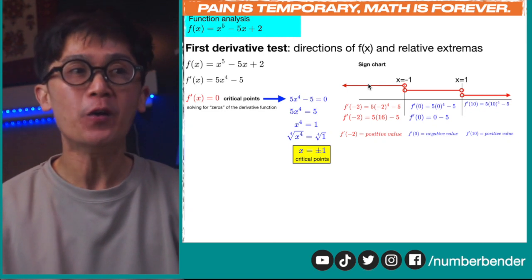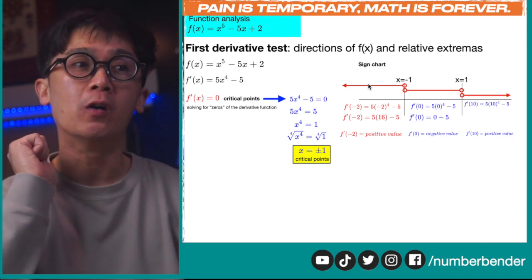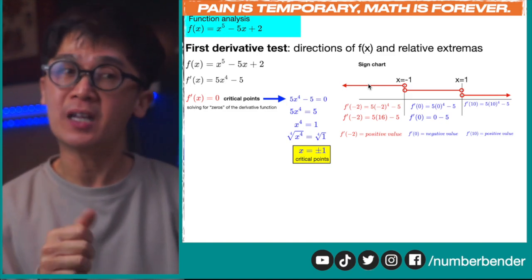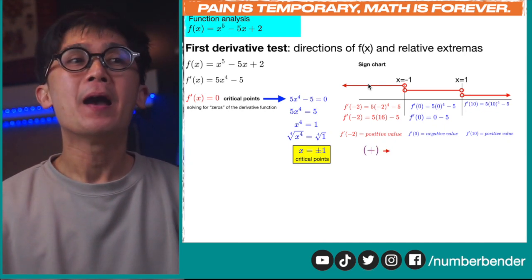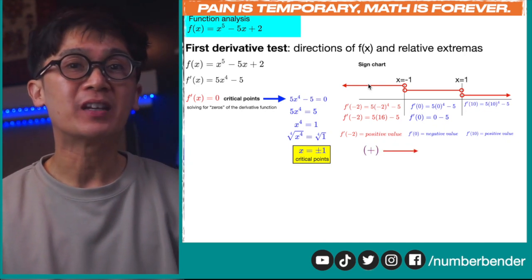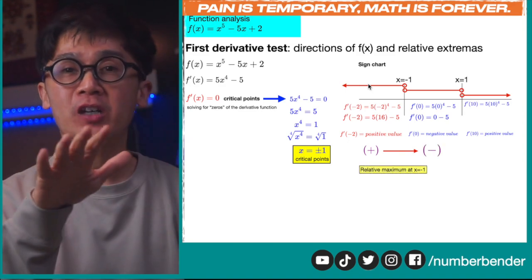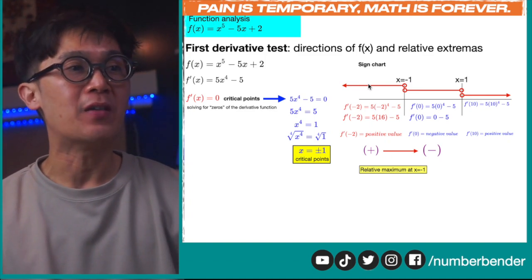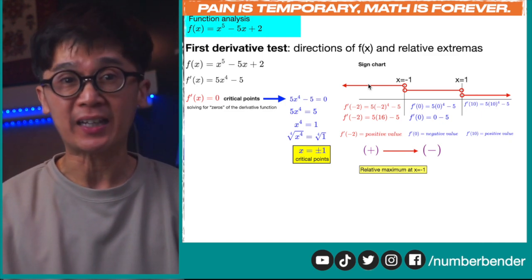So mapapansin ninyo, sa ating tatlong intervals, meron tayong positive value ng ating derivative, negative value ng ating derivative, and positive value ng ating derivative. And in this case, meron tayong relative extrema na makukuha dito sa ating function. So sa ating first interval, makikita natin yung relative maximum. Paano natin masasabi na relative maximum yan? Hindi naman natin nakikita yung graph.